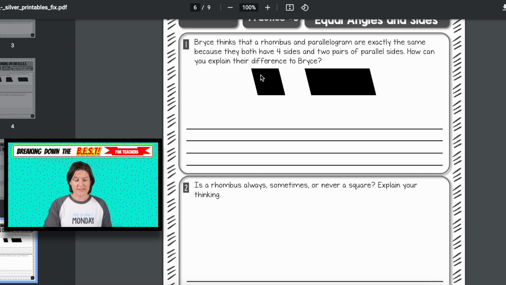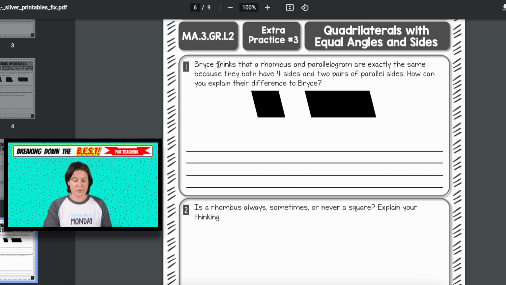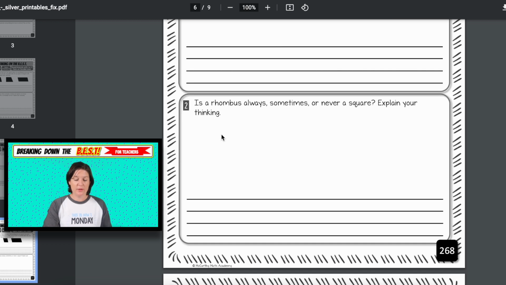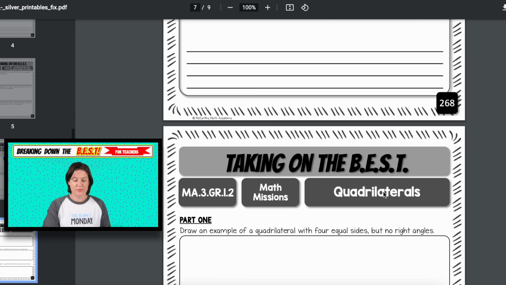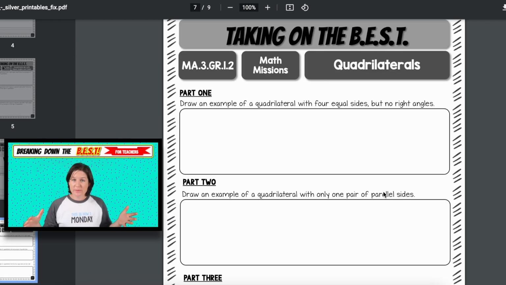Here it says, Bryce thinks that a rhombus and a parallelogram are exactly the same because they have 4 sides and 2 pairs of parallel sides. How can you explain their difference to Bryce? Is a rhombus always, sometimes, or never a square? Explain your thinking. So it's taking it up. It follows the pattern of video lesson, extra practice, video lesson, extra practice. However many video lessons, you have extra practice to go with it.